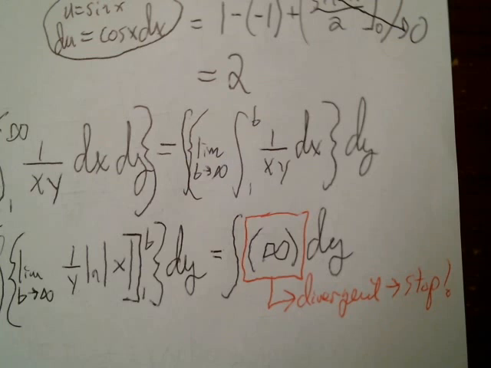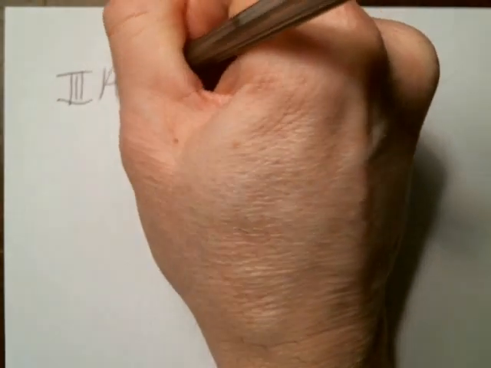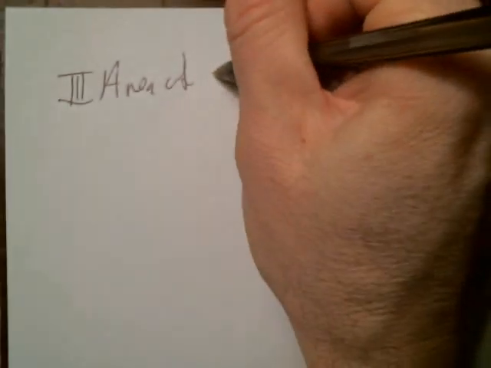Let's move on then to area now. You may not have known it, but every time you figure out the area between two curves, you can rewrite that as an iterated integral. Section 3, the area of a plane region.